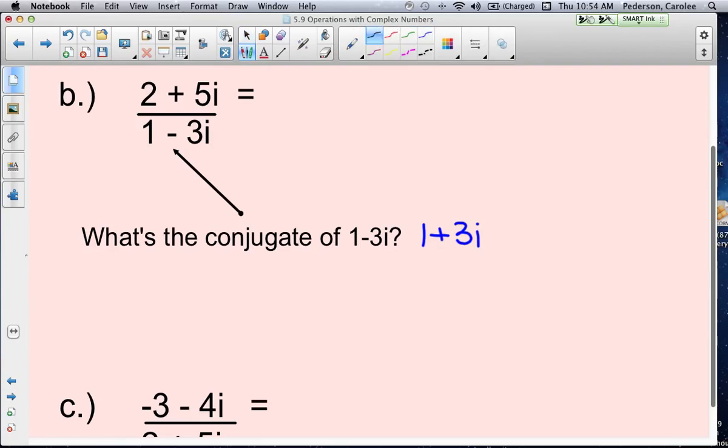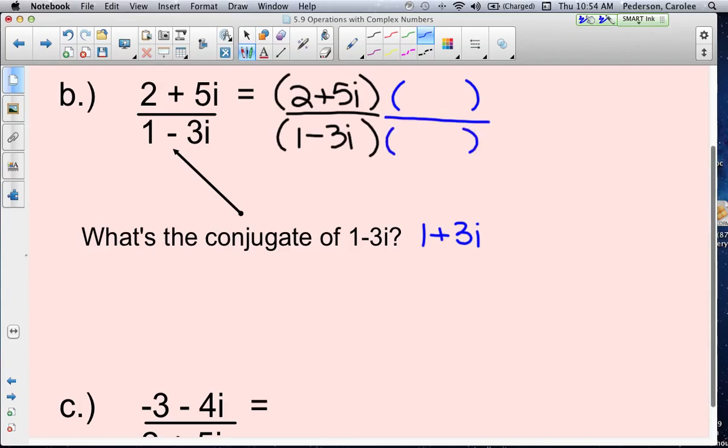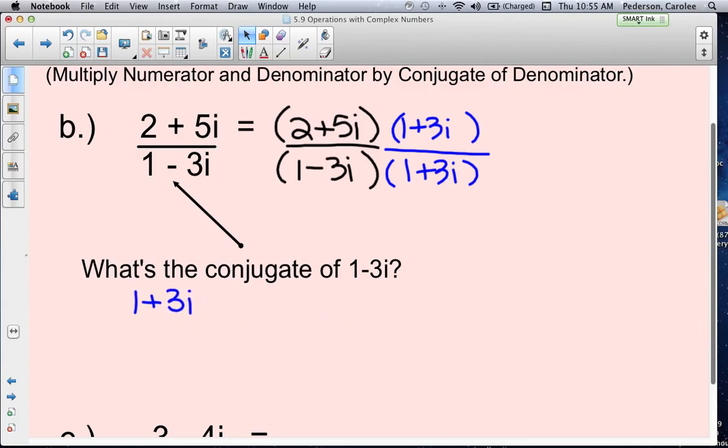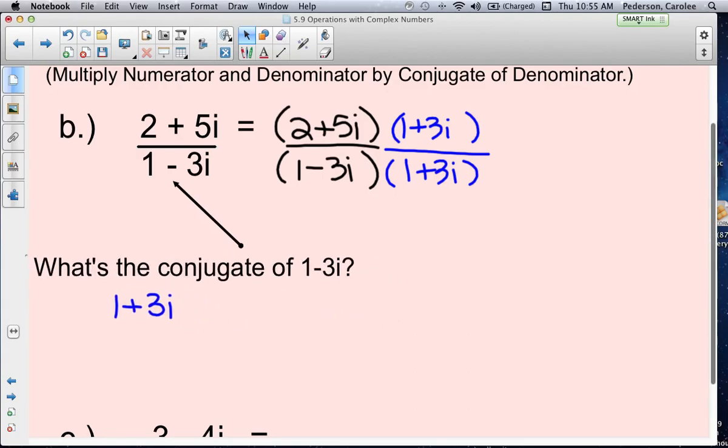So I'm going to keep the original fraction in parentheses. And now I'm going to multiply by the complex conjugate of the denominator. So I'm multiplying by 1 plus 3i and 1 plus 3i. Now this problem's going to get to be pretty long because we have to FOIL the numerator and we have to FOIL the denominator. So be very careful on these. So let's move this over now. So let's start with the numerator.